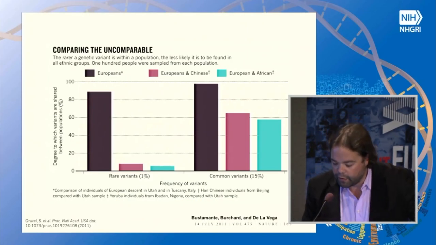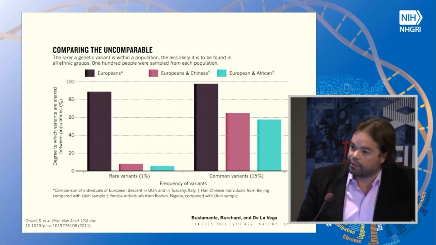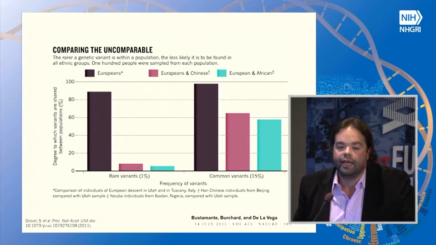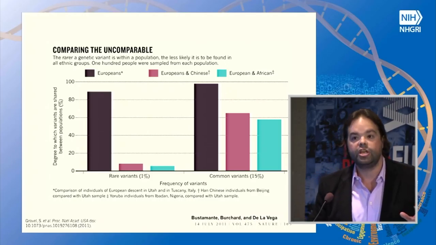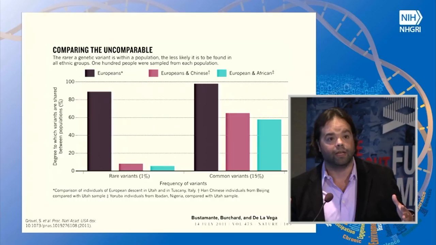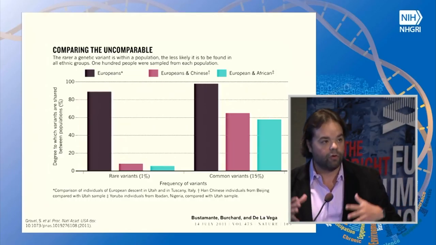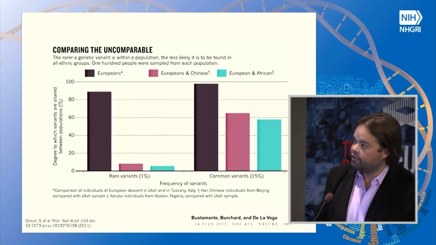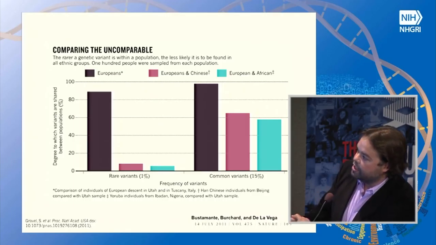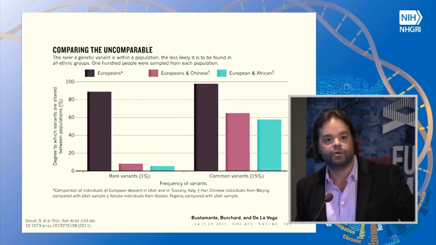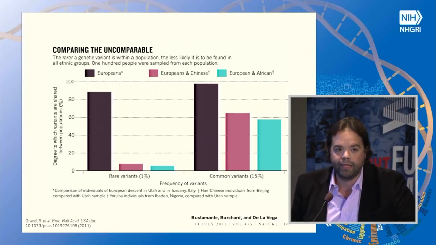So one of the first results that came out even at the pilot phase of this project is that when we think about human genetic variation, it's critical to distinguish variants on frequency. And one of the truisms that's come about is that common genetic variants, those that reach 15% or 20% frequency in most worldwide populations, tend to be extraordinarily shared.